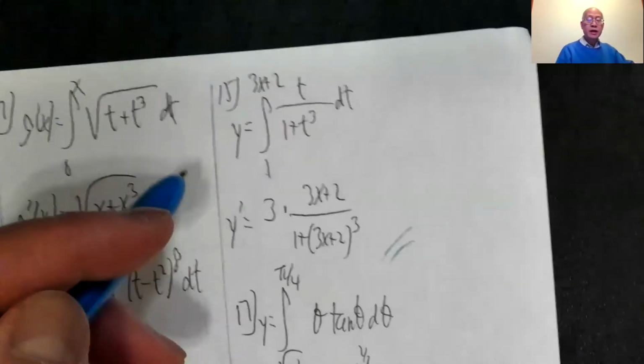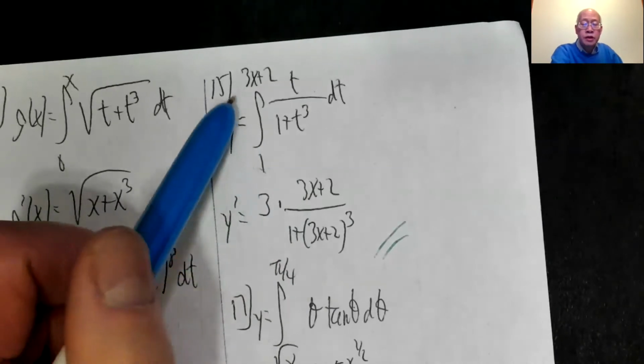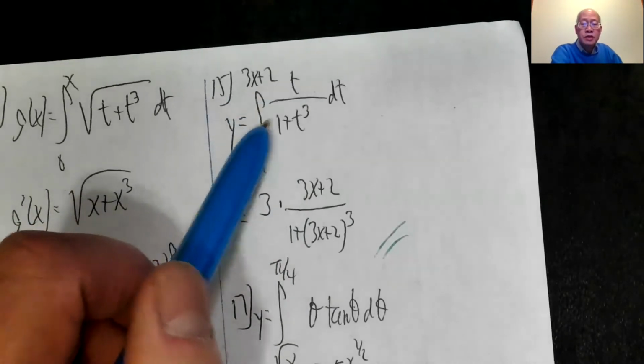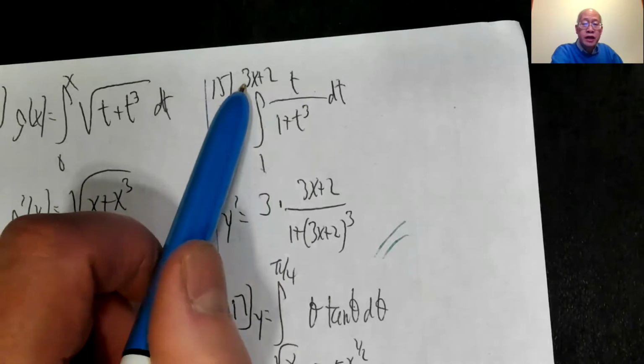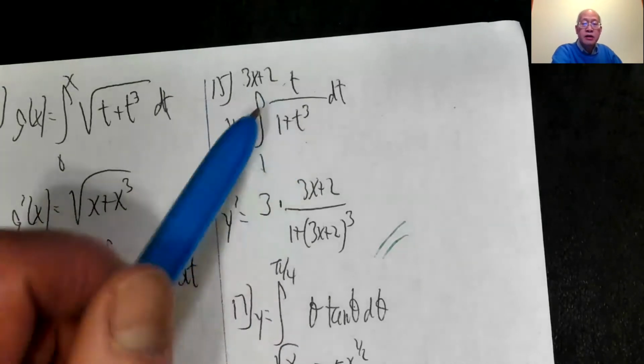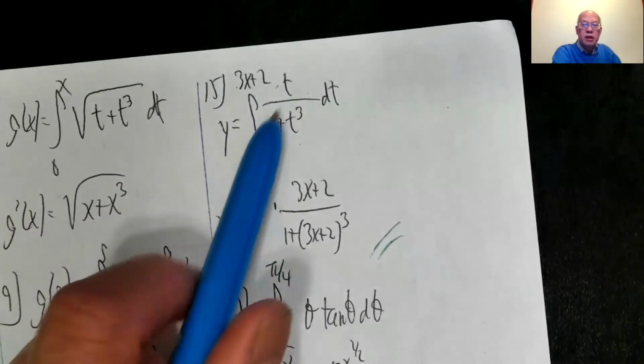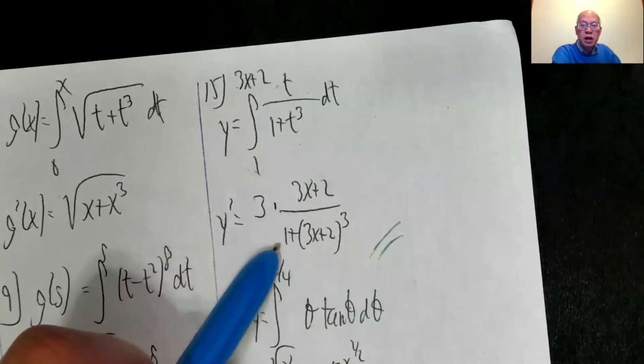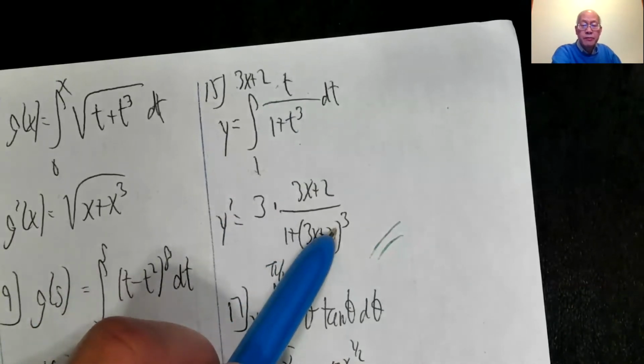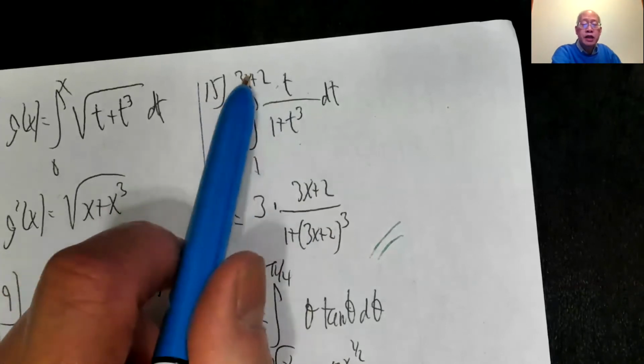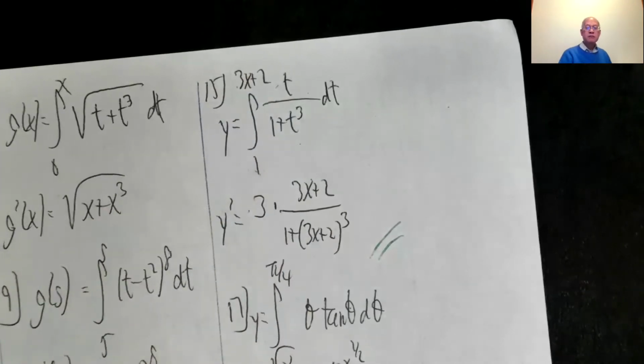So here's another one like that. Y equals integral from 1 to 3x plus 2 of t over 1 plus t cubed dt. So you put the 3x plus 2 right there and right there for y prime. So t gets replaced by 3x plus 2, 1 plus 3x plus 2 cubed, and then times the derivative of 3x plus 2, which is just 3.